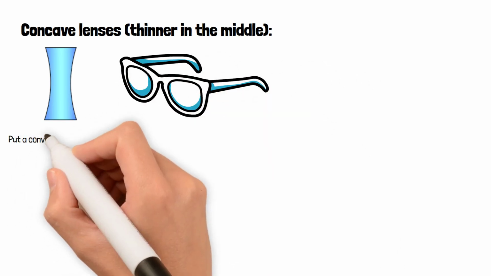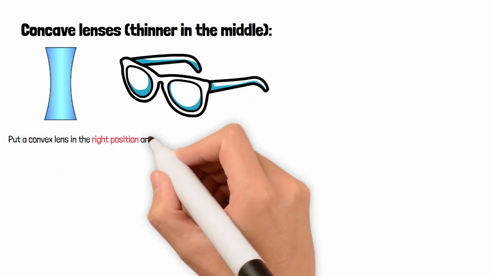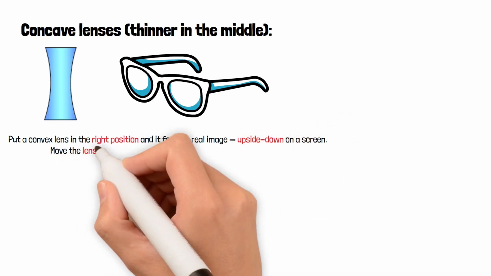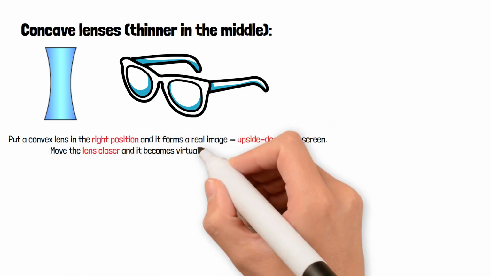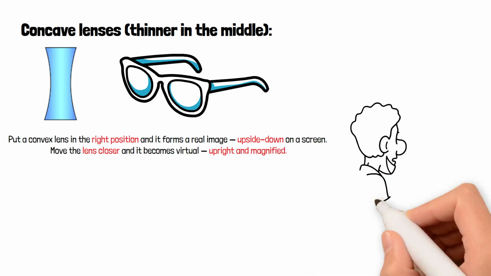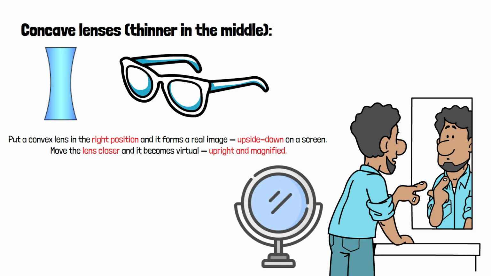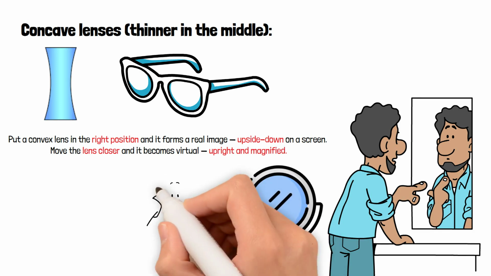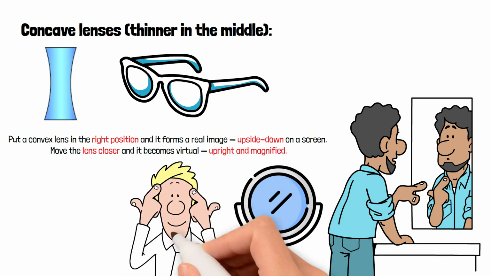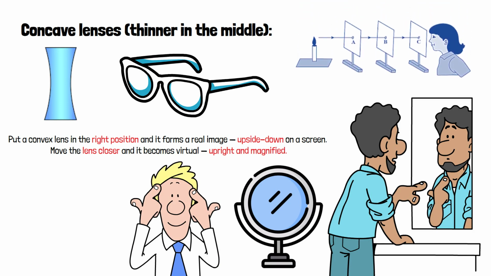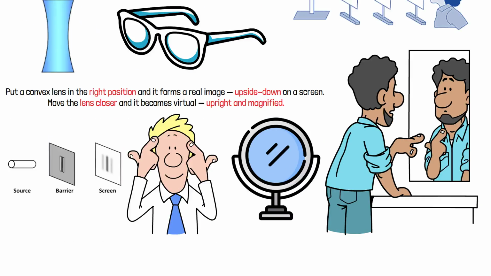Put a convex lens in the right position and it forms a real image, upside down on a screen. Move the lens closer and it becomes virtual, upright and magnified. Mirrors behave similarly. Curved mirrors change image size and orientation by bending reflection paths. Once you understand that light travels in straight lines and changes direction only when it reflects or refracts, every optical device suddenly becomes logical.